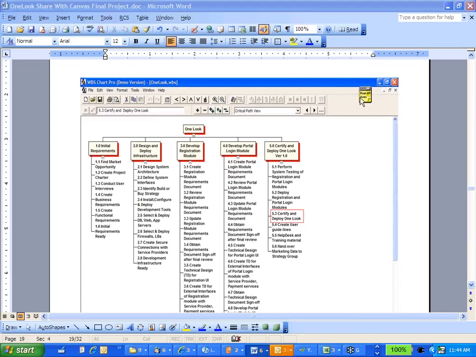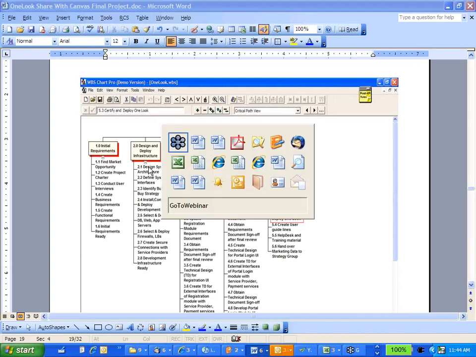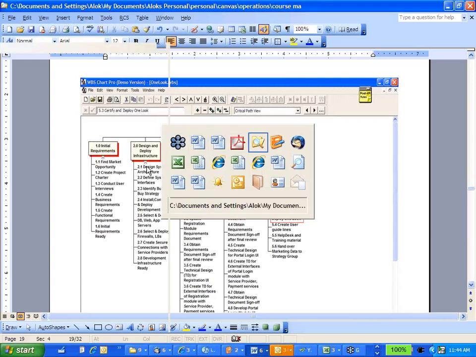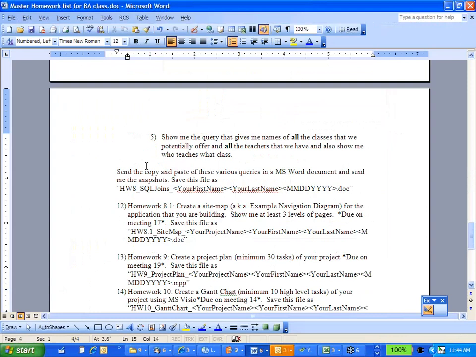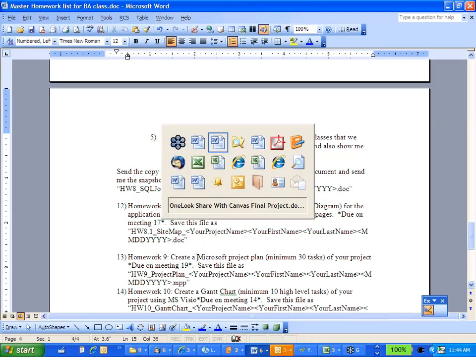Anyway, okay. So all these various tasks are level 3 tasks. I do not even want to go through these because I'm sure you don't care about this. It's some stupid project I did. But the point is, should you be doing a WBS? Let's look at your master homework list. So you do not have a WBS, but you have a project plan, a Microsoft project plan.